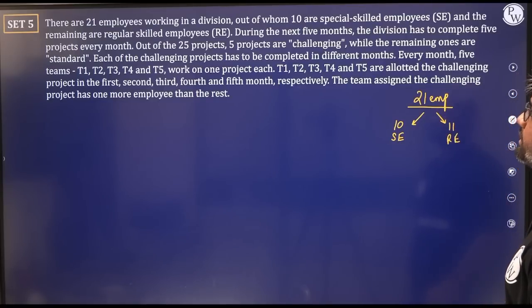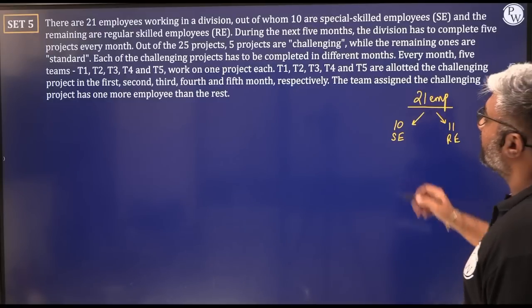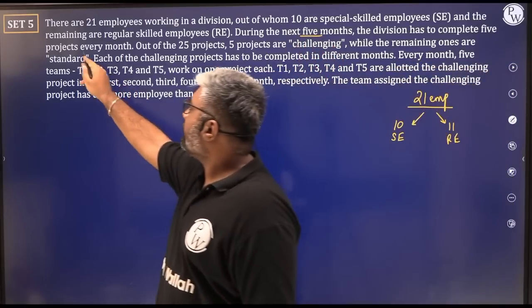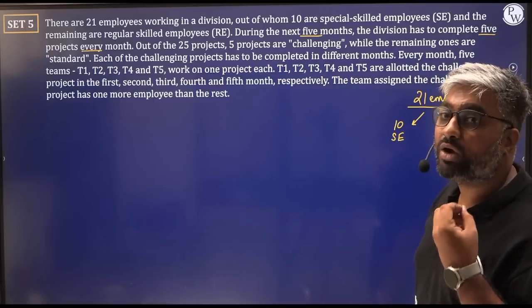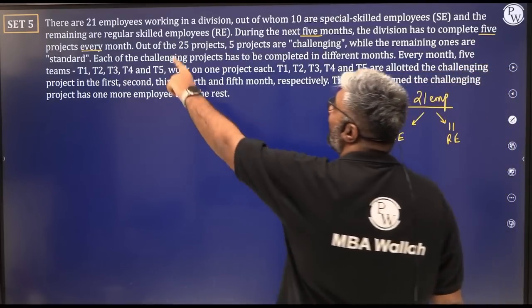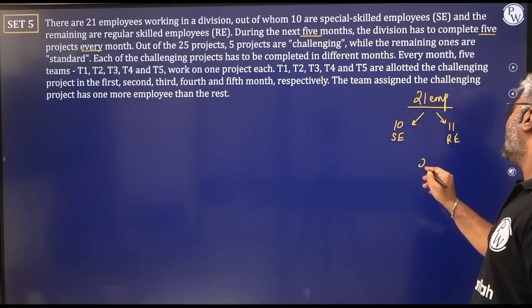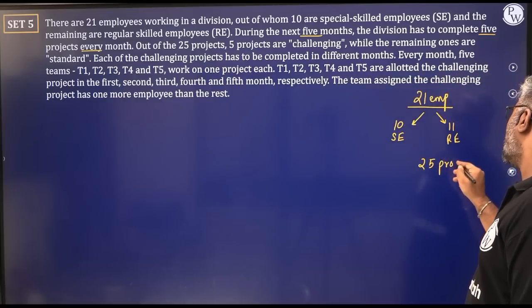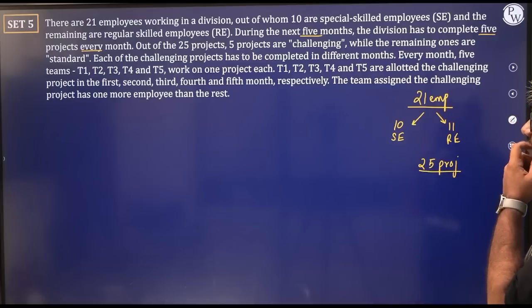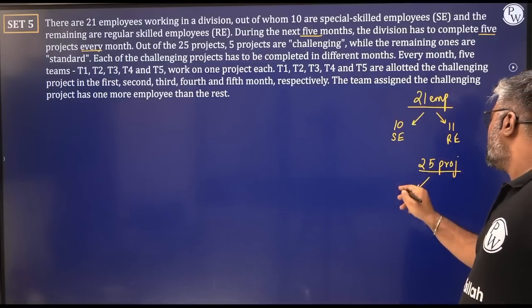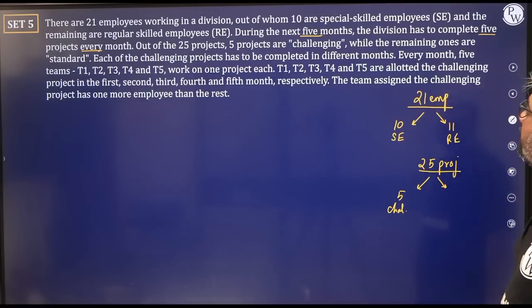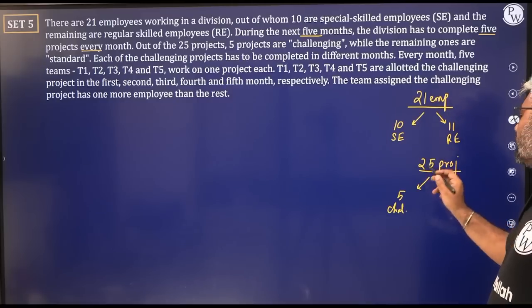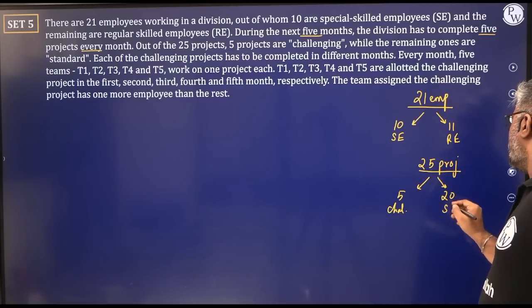Okay, regular skilled employees. During the next 5 months, the division has to complete 5 projects every month. 5 months है, हर महीने, every month we have to do 5 projects. So that's 25. 5 into 5, 25 projects. If you can't make that out, अगले statement में दिया है, out of the 25 projects. So if you can't figure that out, I think this will help you. So out of the 25 projects, what are they saying? 5 projects are called challenging. So 5 are called challenging. Okay. And what happens to the remaining? Well, the remaining ones are standard. So from 25, 5 is gone. Remaining 20 are standard.